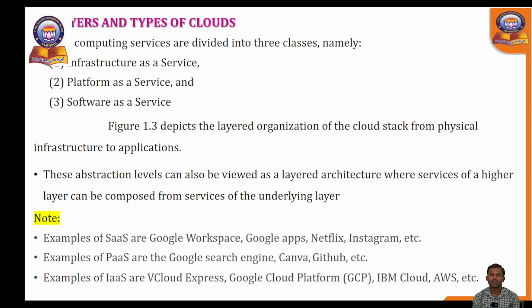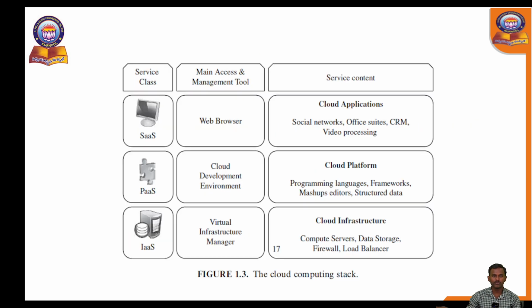Coming to platform as a service, the Google search engine, Canva, GitHub, all these come under platform as a service. Examples of infrastructure as a service are Cloud Express, Google Cloud Platform, IBM Cloud, Amazon Web Services, Microsoft Azure, all these come under examples of infrastructure as a service. So these are the types of services offered by the cloud.